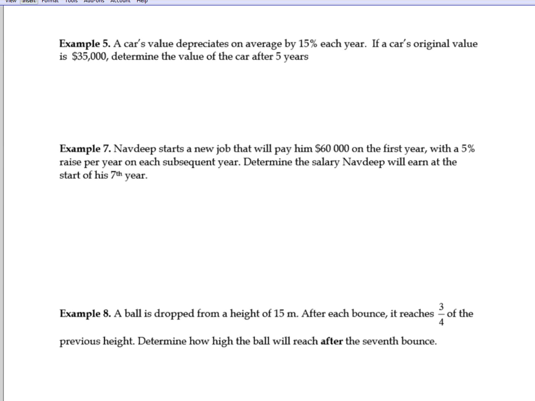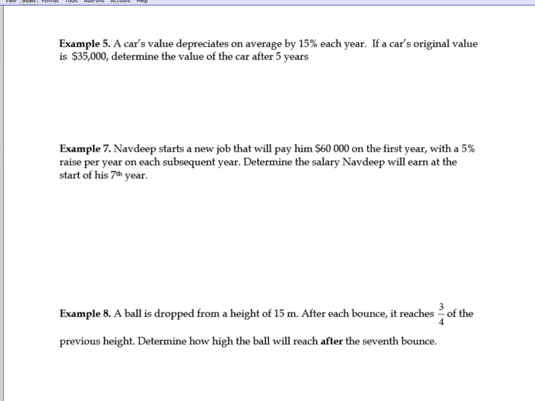Okay. A car's value depreciates. What does it mean to depreciate? Lowers. It lowers its value on average by 15% each year. If a car's original value is $35,000, determine the value after 5 years. So there's a whole bunch of stuff we need to talk about here. If you're losing 15%, I answered my own question.